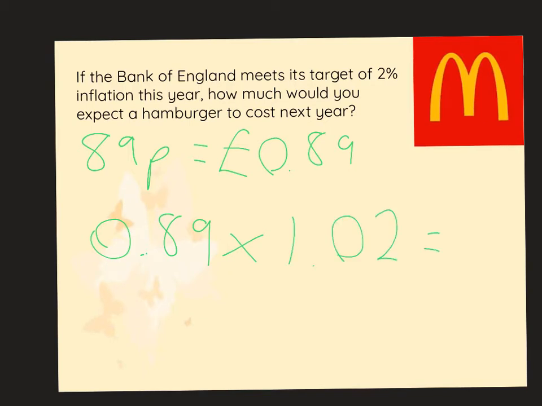So just going back to your percentage increase knowledge that we've done already. If I put that in my calculator, 0.89 times 1.02, and we get to 2 decimal places, 0.91, so 91 pence. Make sure you are rounding correctly as well. On the calculator it says 0.9078. We're talking about money, so it's got to be 2 decimal places, and make sure you are rounding up if you need to.